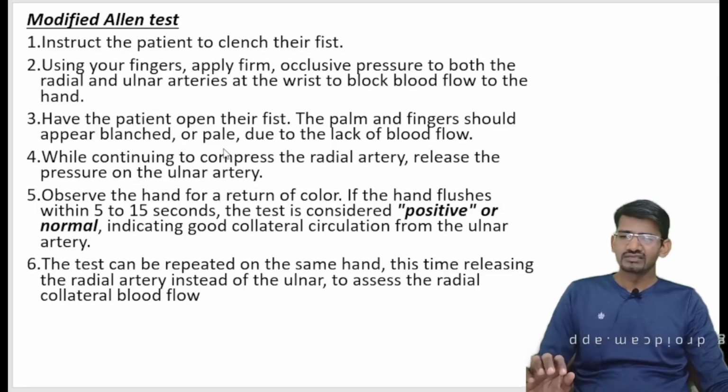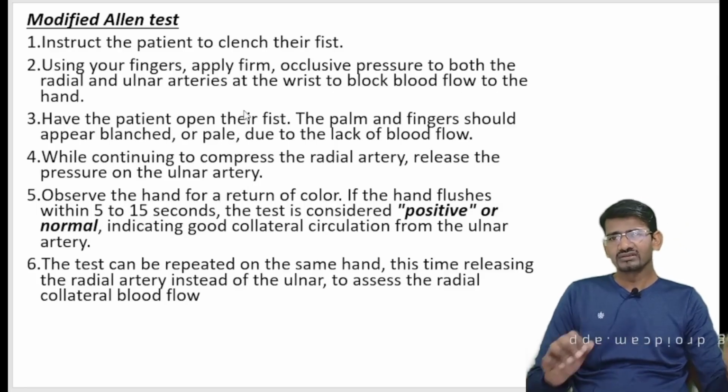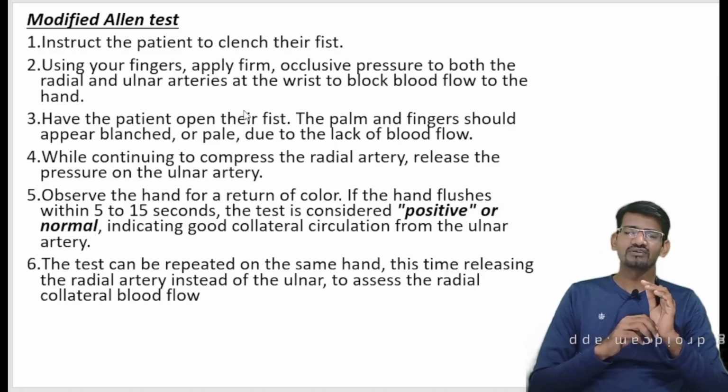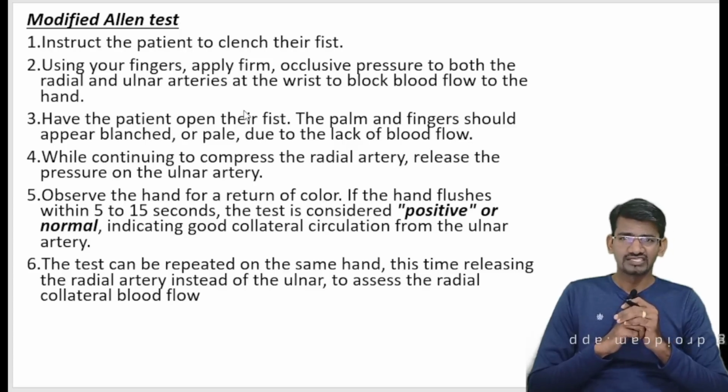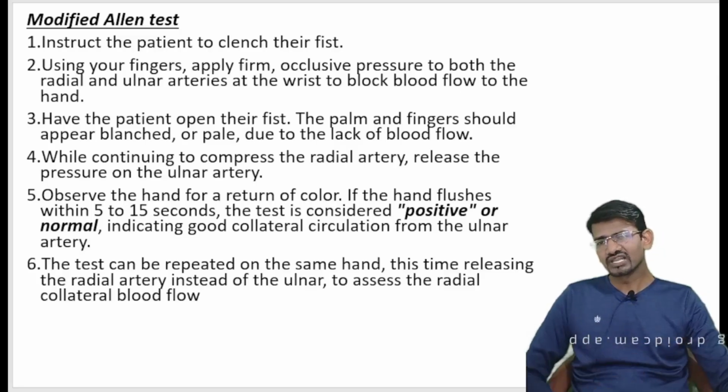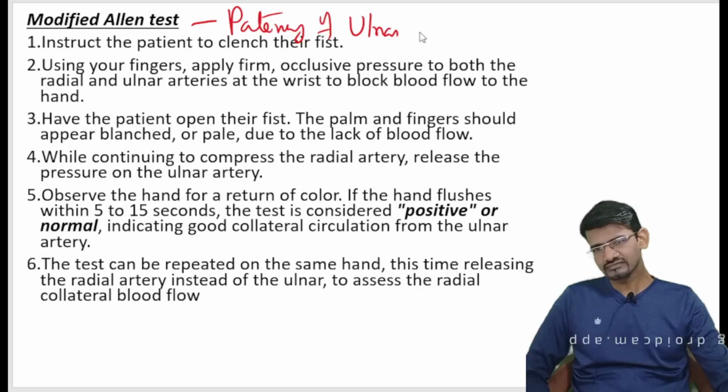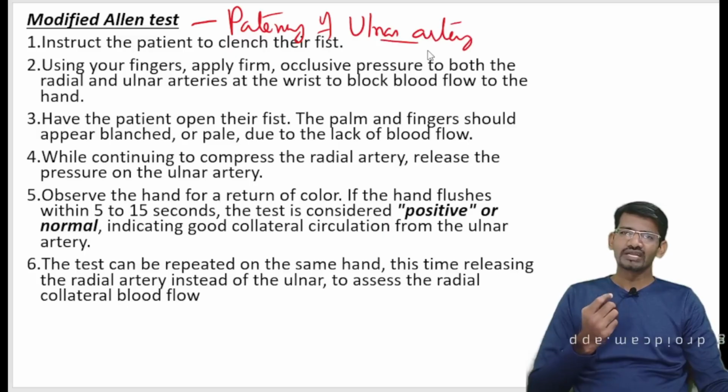Now we will see about the Allen test. As I told before, when we draw the sample from the radial artery, we have to do the Allen test, a modified Allen test. This test will help you to check the patency of the ulnar artery. You may get confused: we are taking the sample from the radial artery, so why do we need to check the patency of the ulnar artery?